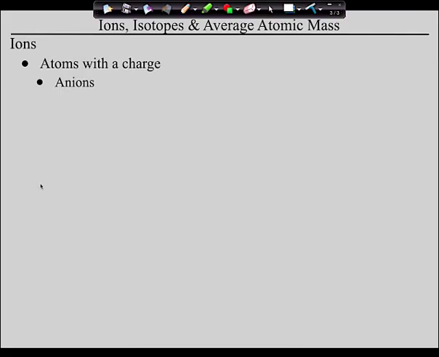And guys, this can happen in one of 2 ways. The first way is what is called an anion. This does not rhyme with onion. It is 2 distinct syllables. It's an ion. So guys, an anion is an atom that is negatively charged.